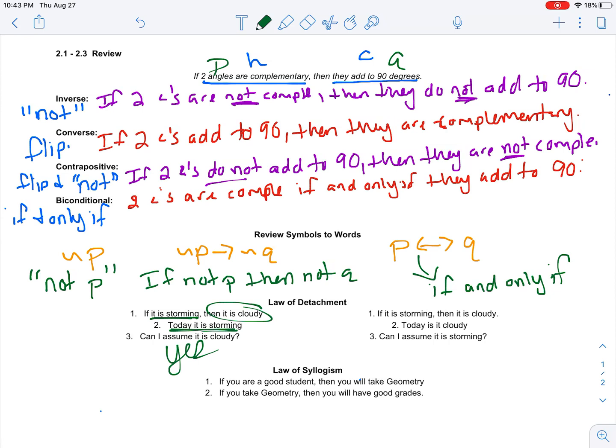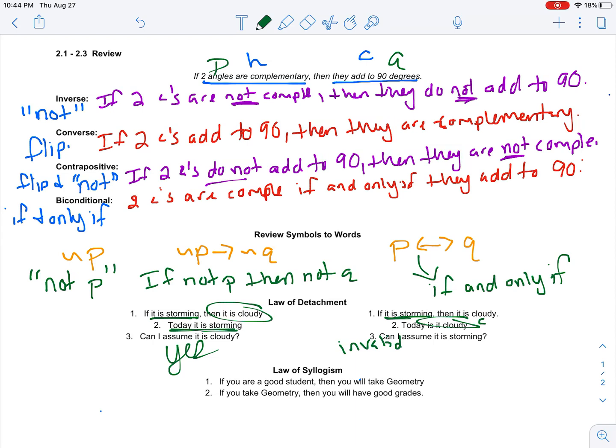But let's look at the opposite of that. So if I look at the second one over here on the right, I have, if it is storming, then it is cloudy. Then I tell you, today is cloudy. Well, if today's cloudy, the hypothesis was if it's storming. So if today is cloudy, I'm applying the conclusion. That's a problem. So that right there would say this is invalid, okay, because it's applying the conclusion. Law of detachment does not work.